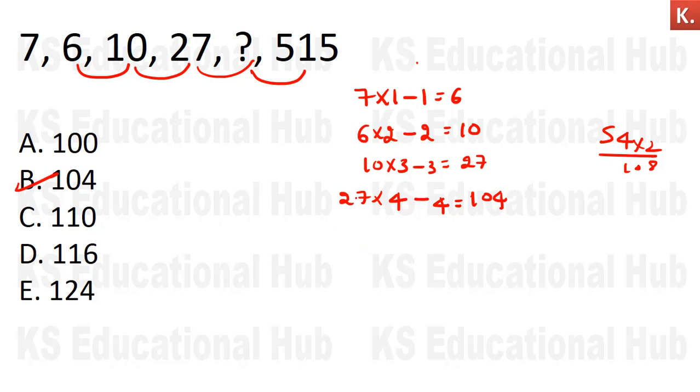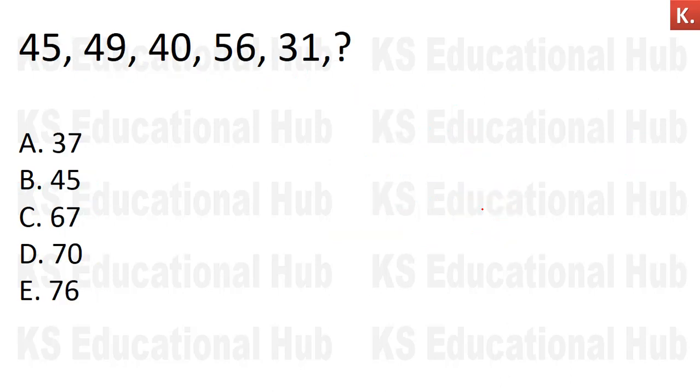So how can 104 be made as 515? 104 into 5. So 5 into 100 is 500, 5 into 4 is 20. 500 plus 20 is equal to 520 minus 5. So 515. So the answer which we found out here as 104 is absolutely correct. Here's the next question.